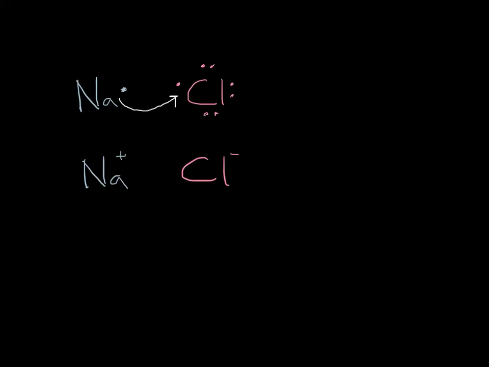Well, those positive and negative charges that we've just created actually attract each other, just like two magnets. And so what we wind up with is those two attracting each other and becoming sodium chloride, NaCl. So that's ionic bonding. Ionic bonding is about the giving and taking of electrons. So one loses, one takes the electrons, they become positive and negative, then they attract each other.